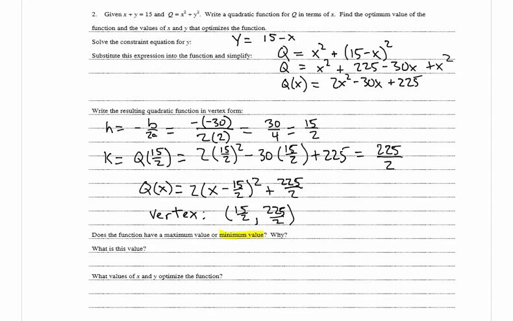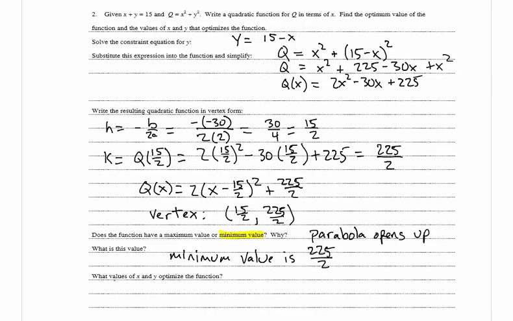And now they ask us why, and it's because our parabola opens up. And the parabola opens up because our x squared term is positive. And now it asks, what is the minimum value? And our minimum value is the y-coordinate of the vertex, or 225 over 2.